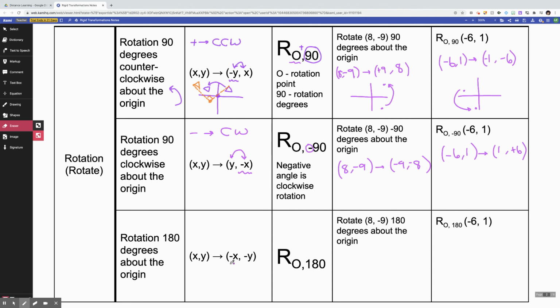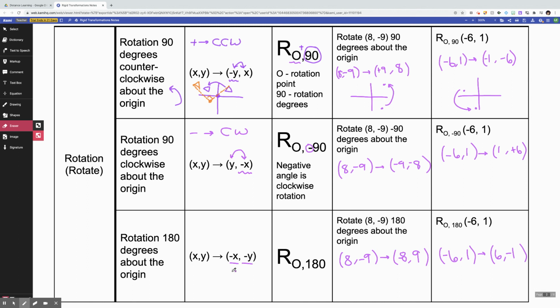All right, and then my very last one is a rotation 180 degrees around the origin. This one's very, very simple. No swapping. You just have to change the sign of both of your coordinates. So if my original point is (8, -9), I'm just going to change the sign of both of those. So 8 becomes -8, -9 becomes +9. Same thing in the vector notation. If my original point is (-6, 1), I'm just going to change the sign of both of those. So -6 becomes +6 and 1 becomes -1.